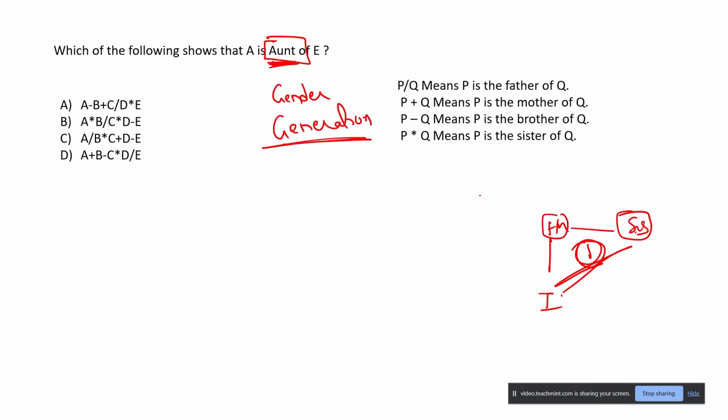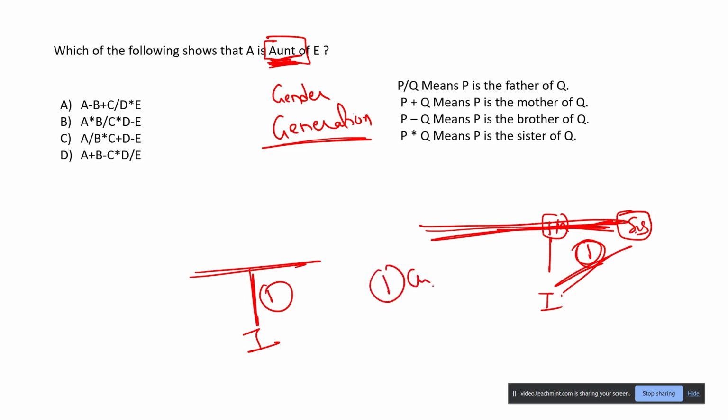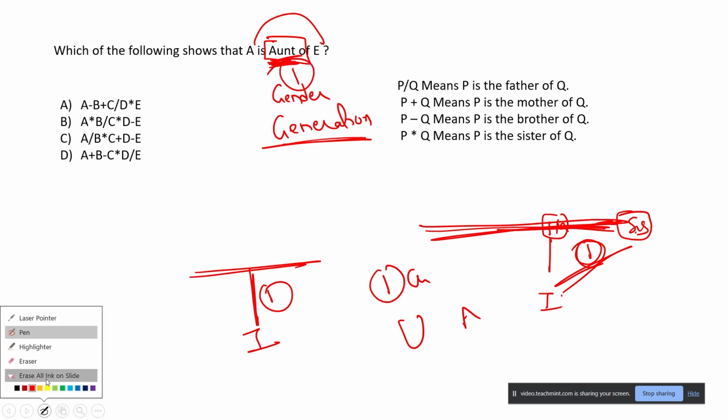Now see here. If you observe here, I want the answer to be aunt. Aunt means the aunt is going to be with my father and mother. That means this generation. So if you are here, your aunt is going to be one generation above you. That means there is a gap of one generation between you and your aunt. Or in between A and E, there should be one generation gap, because A is the aunt of E.